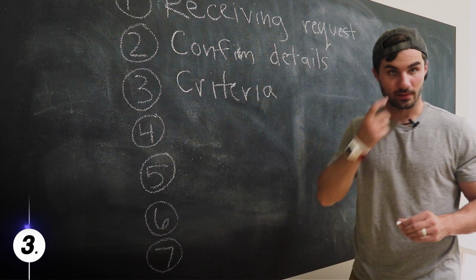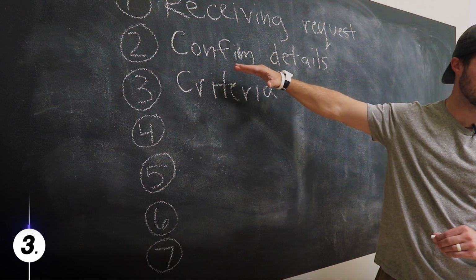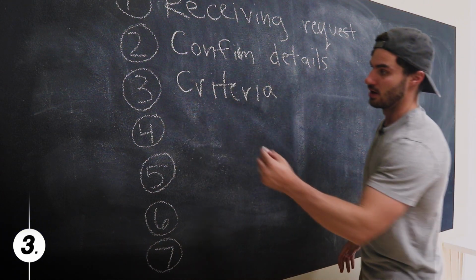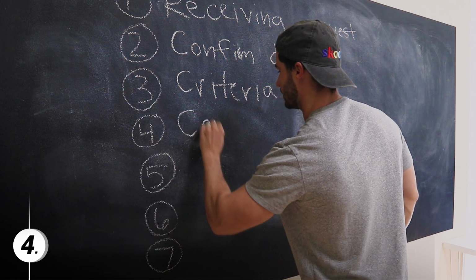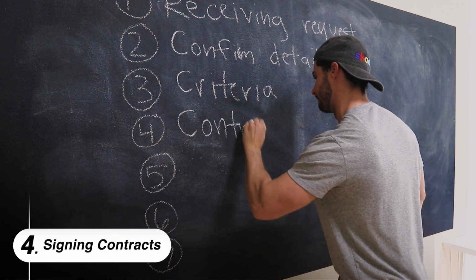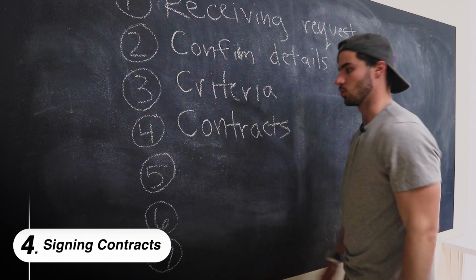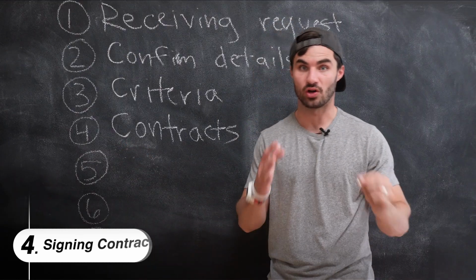Now, number 4. We've had the deal come in, right? We've confirmed that the details for the deal are accurate. We've confirmed that it's something we're willing to lend on. Now, number 4 in vetting the deal is contracts. Why? Because words mean nothing. Contracts are the only thing that matters.